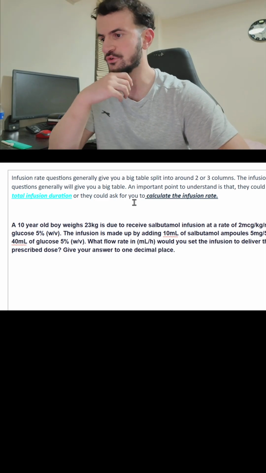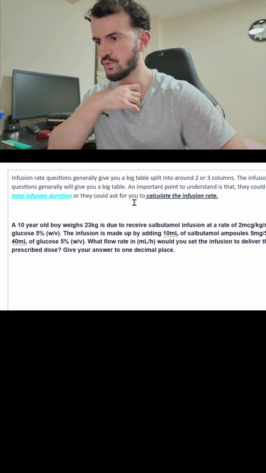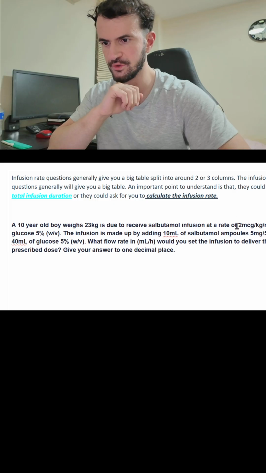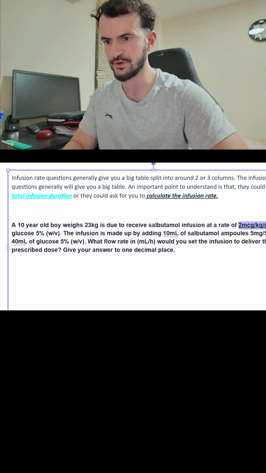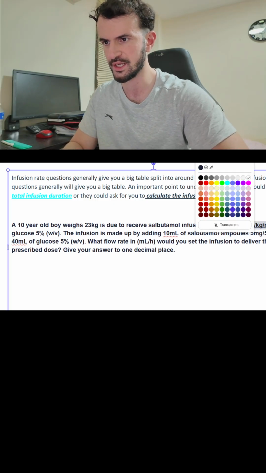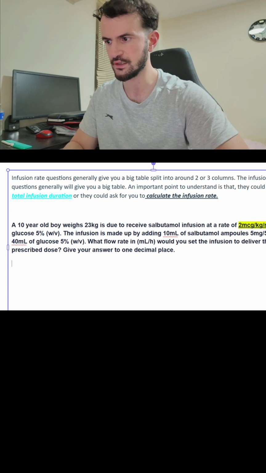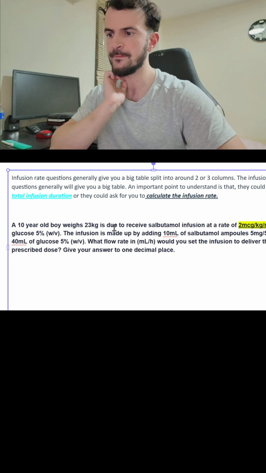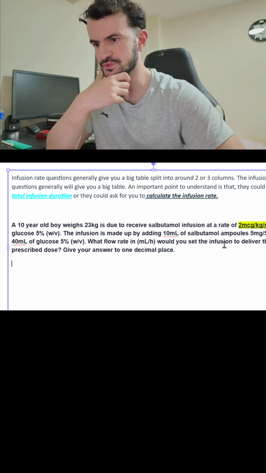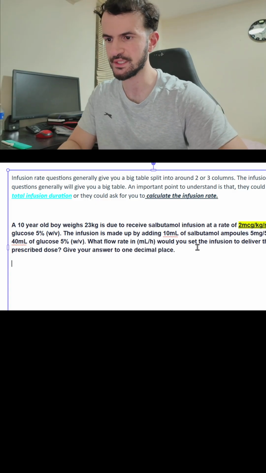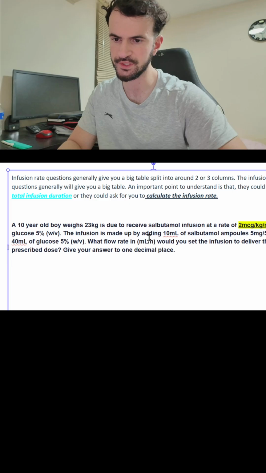So they've said that a 10-year-old boy weighs 23 kilograms, is due to receive salbutamol in infusion at a rate of 2 micrograms per kilogram per minute. So this is where it's very important to begin to highlight some stuff. In glucose 5% w/v, the infusion is made by adding 10 milliliters of salbutamol ampules, 5 milligrams out of 5 mils, to 40 mils of glucose 5% w/v. What flow rate in milliliters per hour would you set the infusion to deliver the prescribed dose? Give your answer to one decimal place.